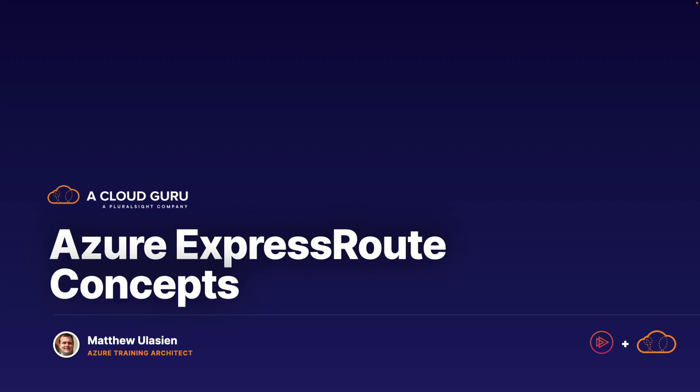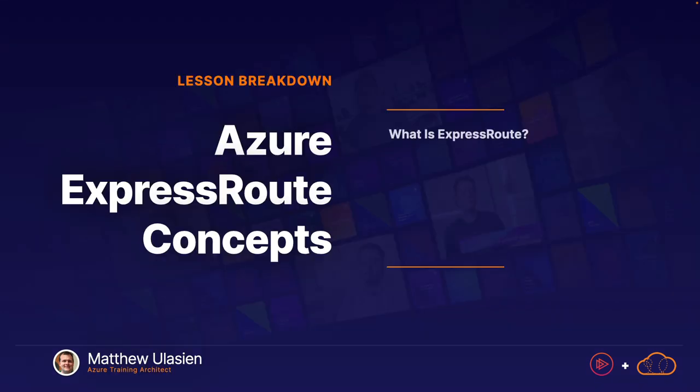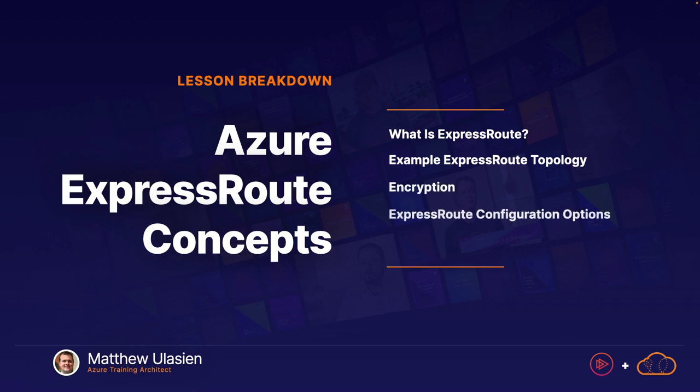concepts for now. In this lesson, we will start off with the big picture of what exactly is ExpressRoute, from which we will go through an example ExpressRoute topology and break down the primary components of it. Next, we will discuss how encryption works on ExpressRoute, discuss the large number of different configuration options available with our ExpressRoute implementation, and then finish up with an overview of the network gateway SKUs associated with an ExpressRoute network gateway directly attached to a virtual network.